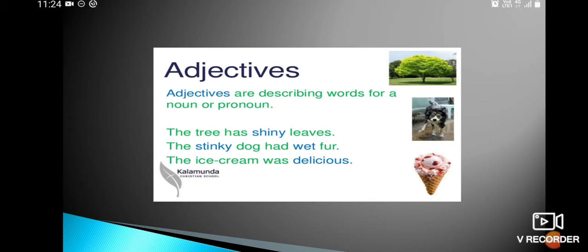The stinky dog had wet fur. The ice cream was delicious. So the ice cream is delicious. In these sentences, shiny, stinky, wet, delicious, these are the words which are describing a noun. So these words are known as adjectives.